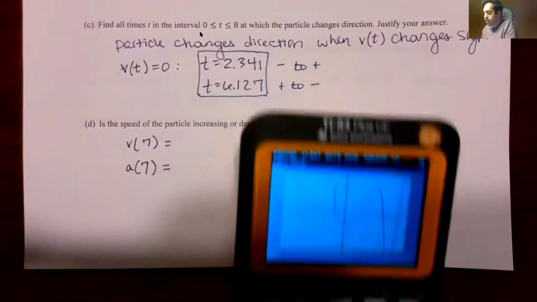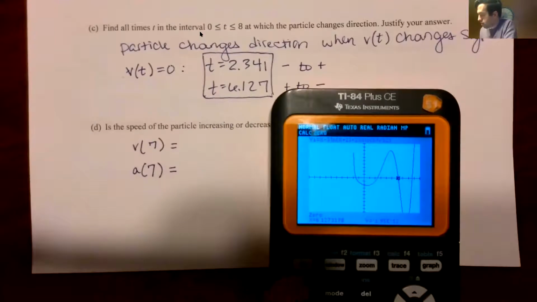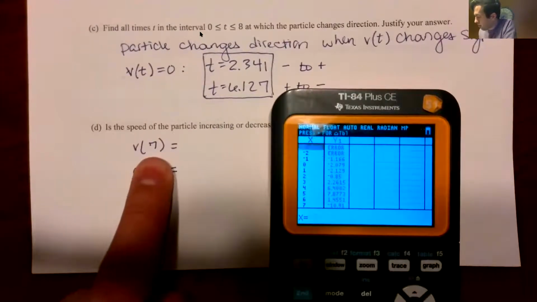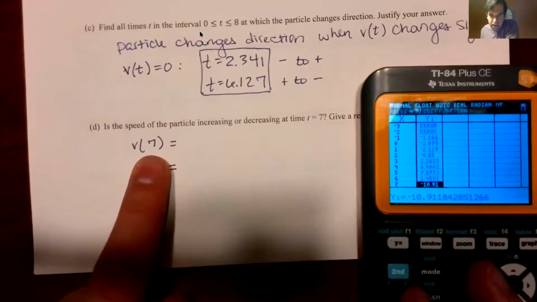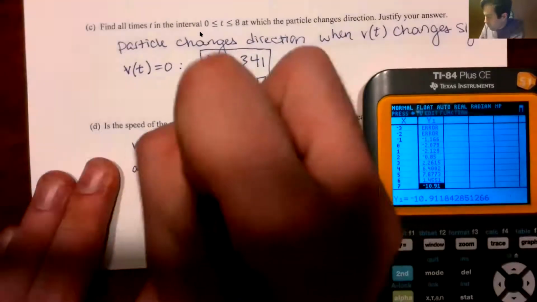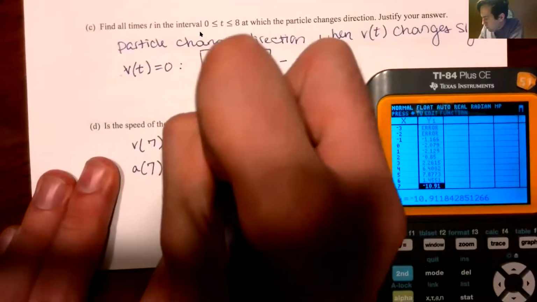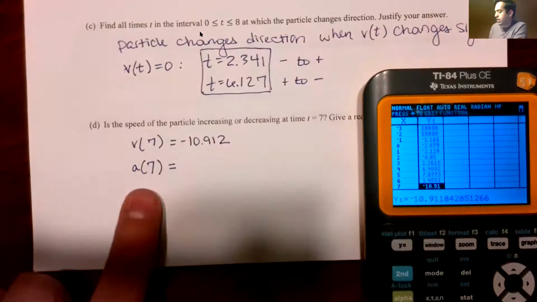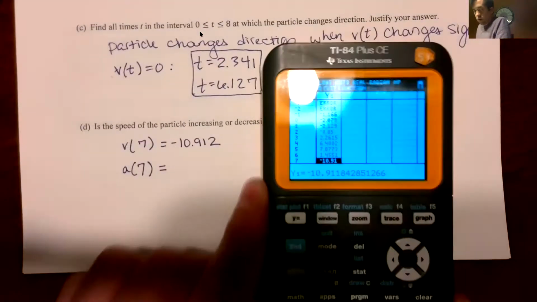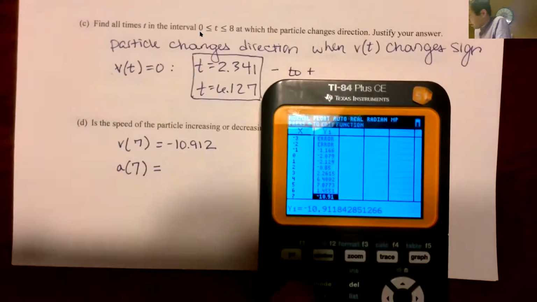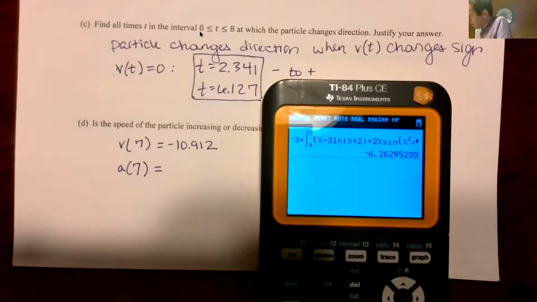So to do that, first of all, we can just look at the table to get the value for 7, because this is the velocity function that we graphed. So we get negative 10.912. For the acceleration, remember that's the derivative. So what we can do is go back to the home screen and type this in as a derivative. I'm going to pause and type that in and then show you what it looks like.